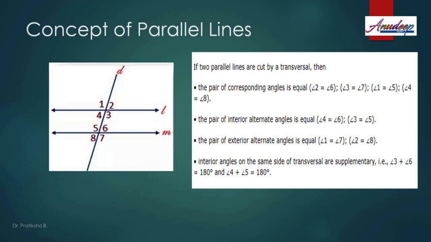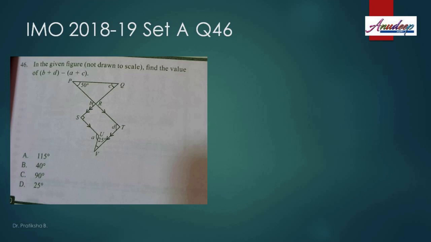Look at the question on the screen. It is from the IMO 2018-19 Set A, question number 46. Here you have been given a shape where you see a kind of a triangle and a parallelogram. What we need to do is evaluate the different angles B, D, A and C, and then we have to evaluate the expression. So let us simplify.